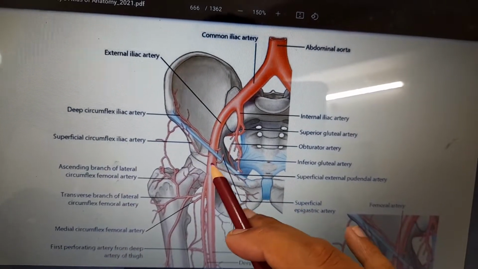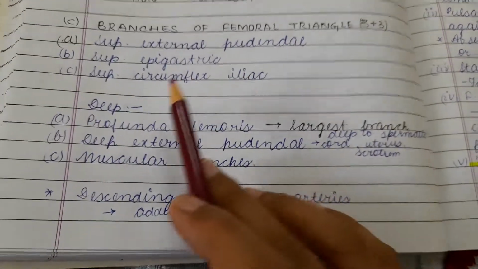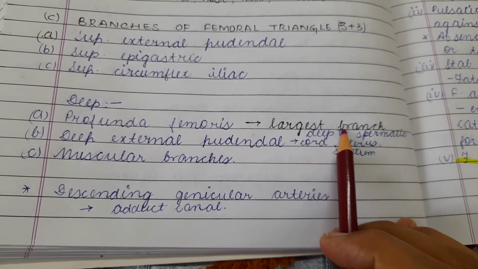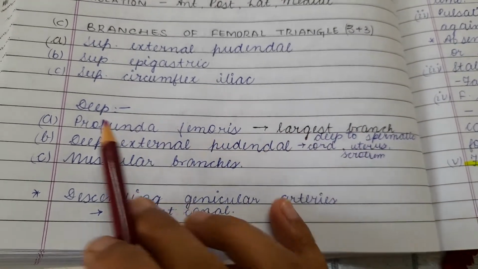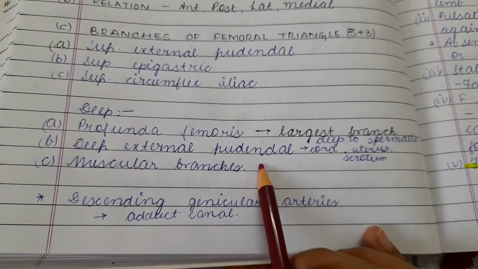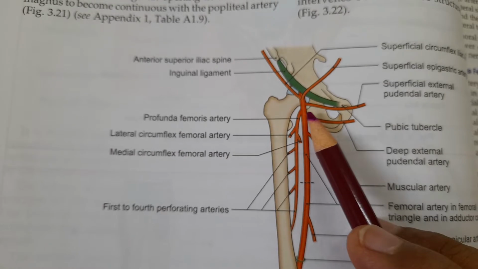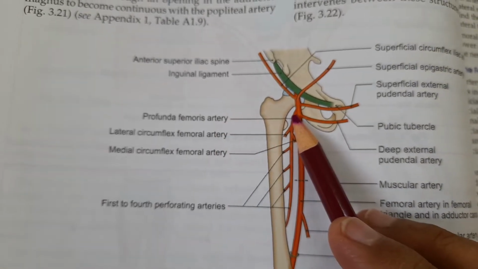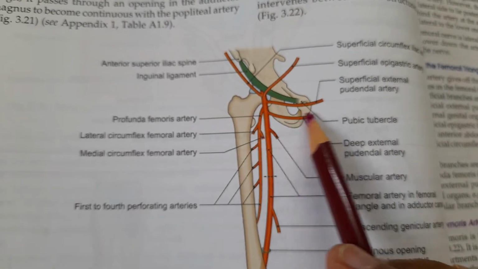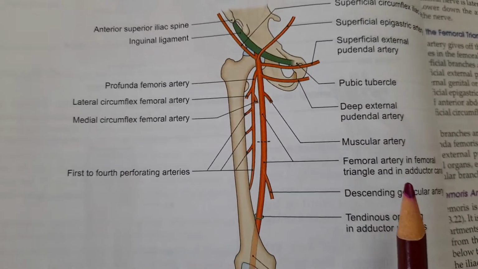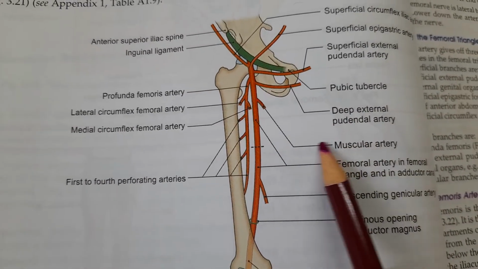superficial epigastric artery. The deep branches are profunda femoris, which is the largest branch of femoral artery, deep external pudendal artery, and the muscular branches. Profunda femoris artery, deep external pudendal artery, and the muscular artery.